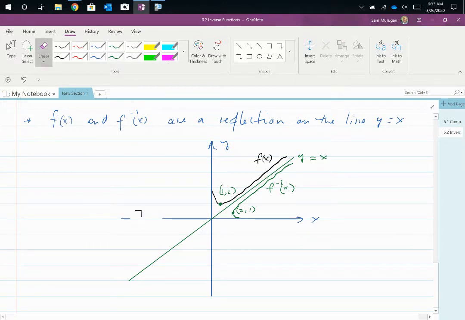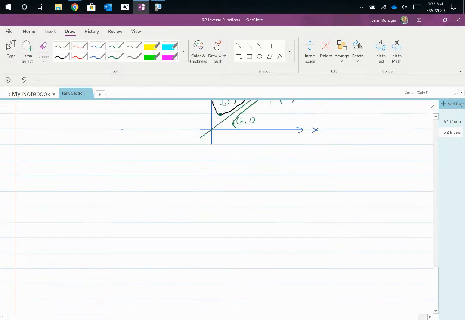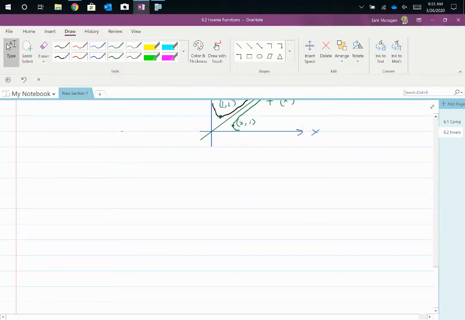We actually don't need the rest of this graph. We can just go ahead and remove it and see what we're talking about here. Okay. All right. Now, examples on finding the inverse.